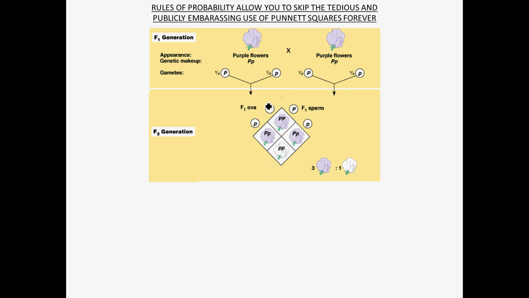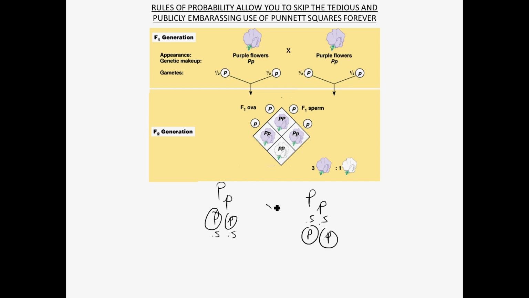So what's the probability that this heterozygous parent produces a big P? Well, that's 0.5, half of that. And what's the probability that it produces a little p gamete? 0.5. Same thing over here with this individual: 0.5 and 0.5 to get a big P gamete or a little p gamete.